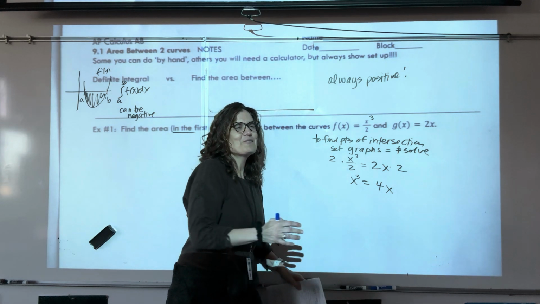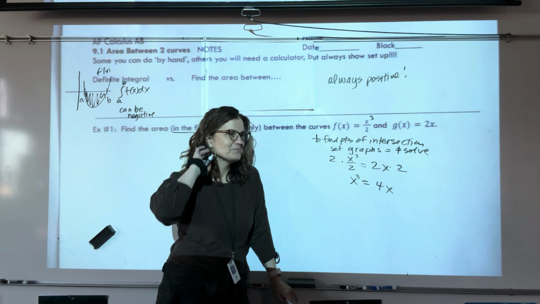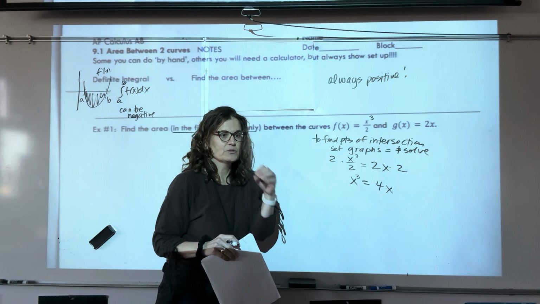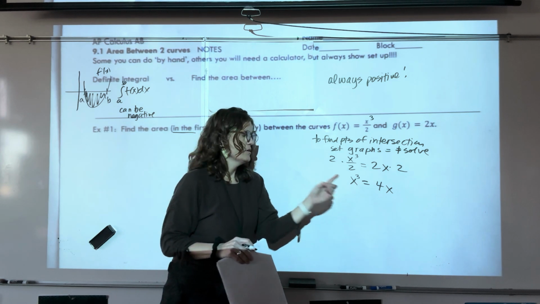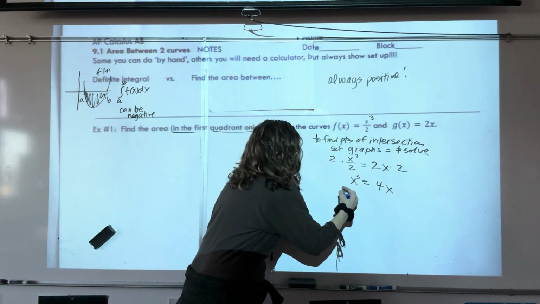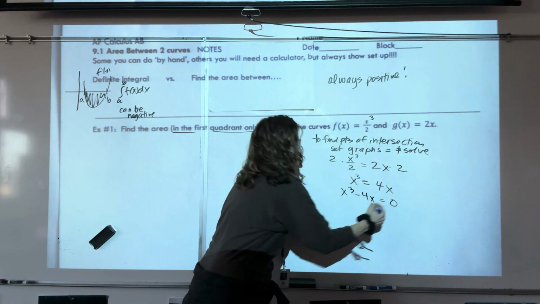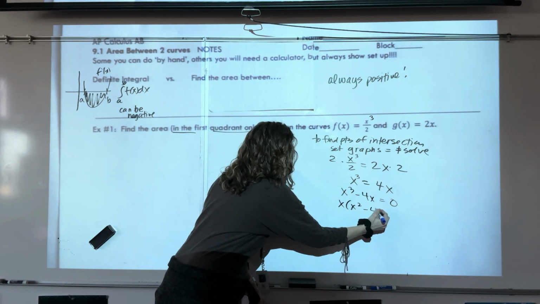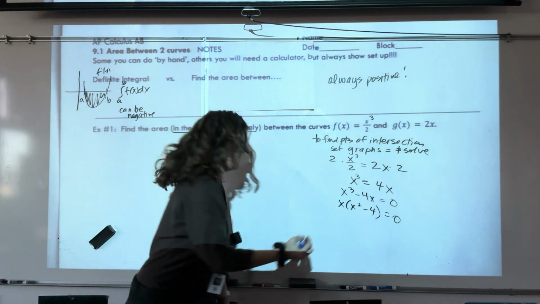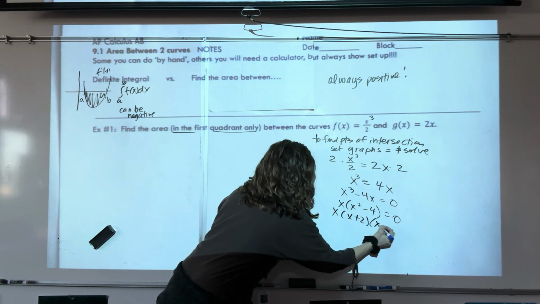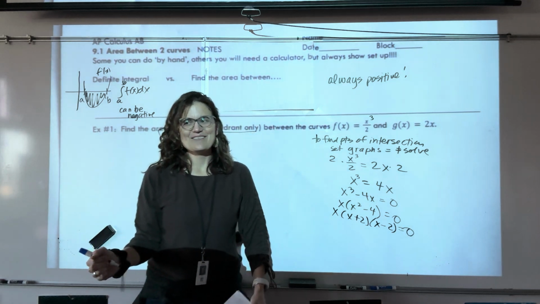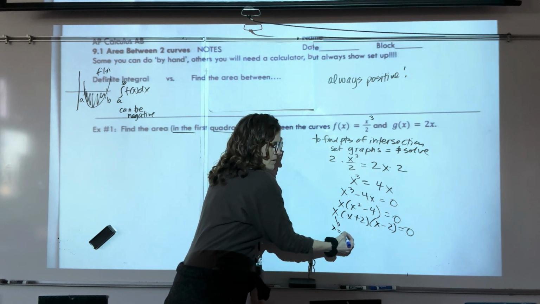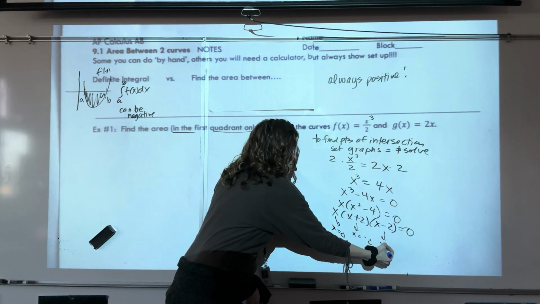So now what should we do? Not ready to cube root yet, because we want to set equal to 0 and factor. So subtract that 4x from both sides. You'd have x cubed minus 4x equals 0. And now what can we factor out? X, nice. We'd be left with x squared minus 4, and x squared minus 4 factors into x plus 2 times x minus 2. This is what I was expecting. So now we have multiple points of intersection: x equals 0, x equals negative 2, x equals 2.